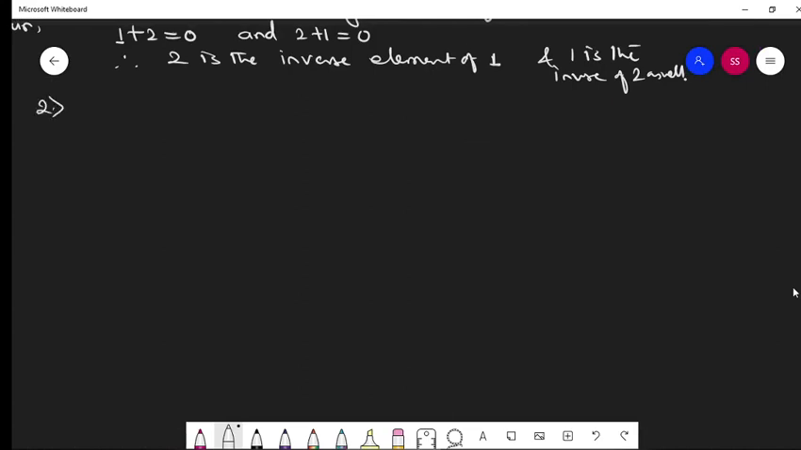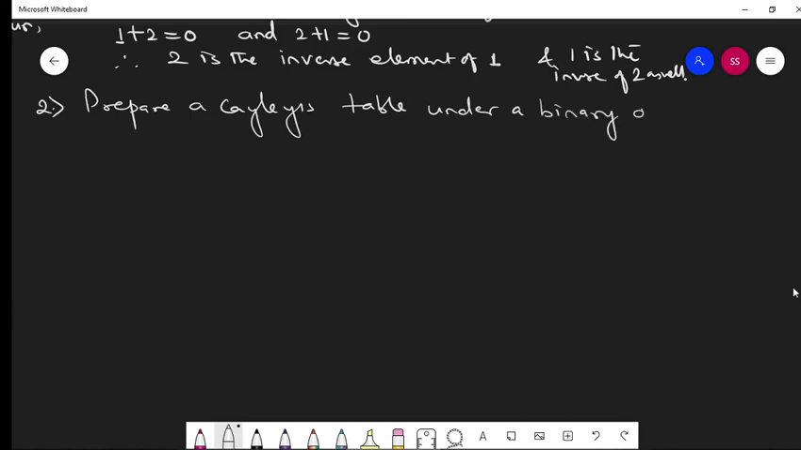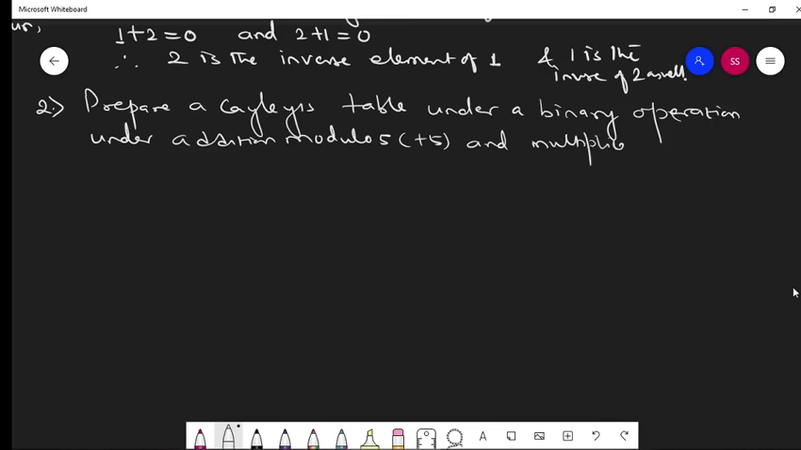Question number 2: Prepare a Cayley's table under a binary operation, under addition modulo 5, that is denoted by plus 5, and multiplication modulo 5, that is times 5, of the set Z equal to {0, 1, 2, 3, 4}.